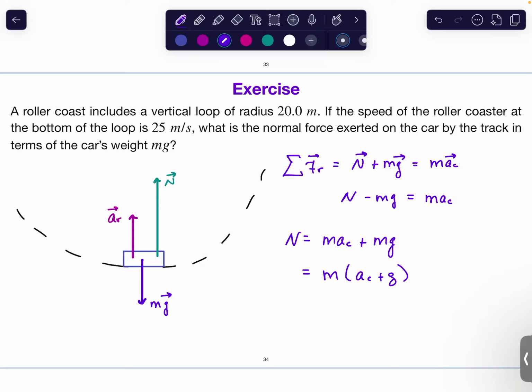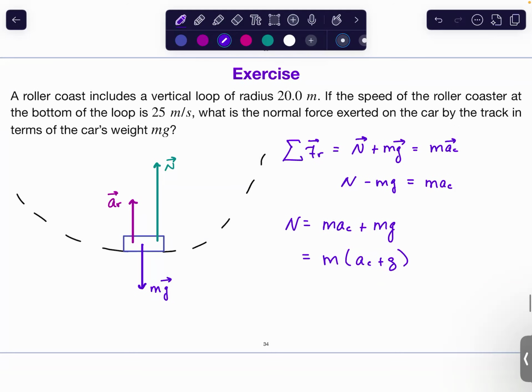So you see that the normal force is actually going to increase due to the acceleration. We don't quite know what that acceleration is, so we have to.